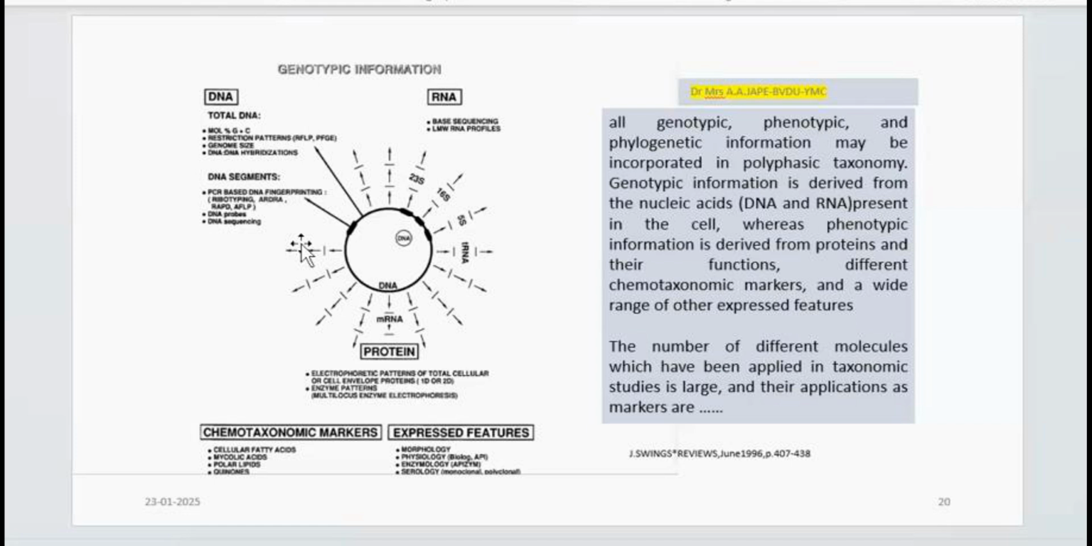So these are all utilized together in a supplementary mode to extract the data, correlate it, and then find the taxonomic position of the organism. So all genotypic, phenotypic and phylogenetic information is incorporated in polyphasic taxonomy. Right. So this is the overview of the different tools.